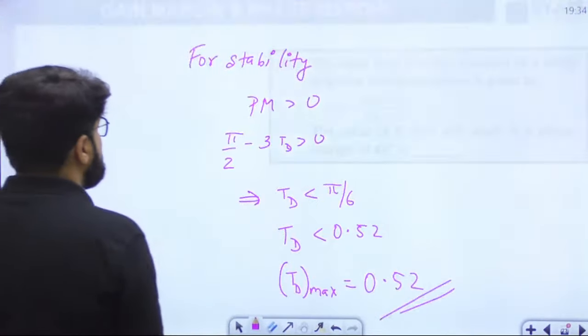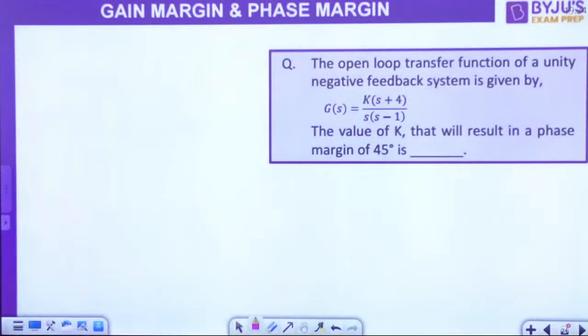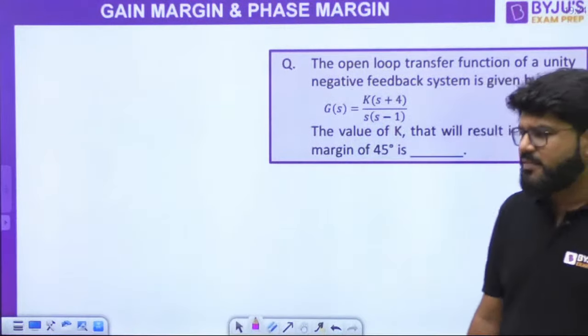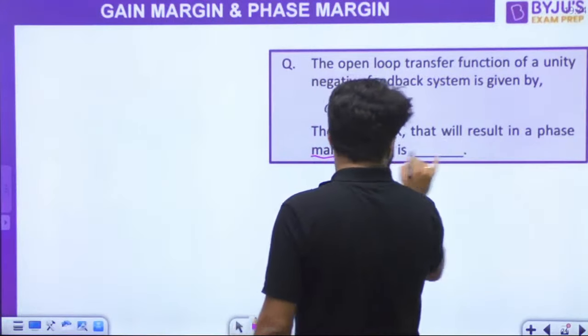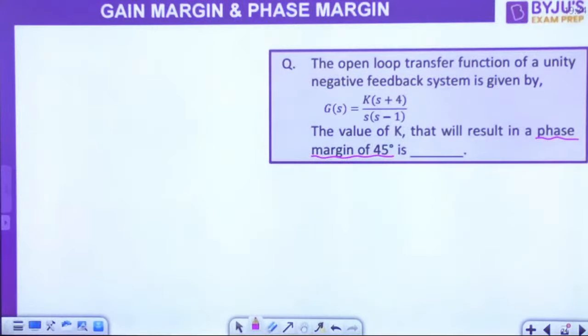Okay, cool. Next question. The open loop transfer function of a unity feedback system is given to you. What is the value of K that will result in a phase margin of 45 degree? The phase margin is given to you as 45 degree.